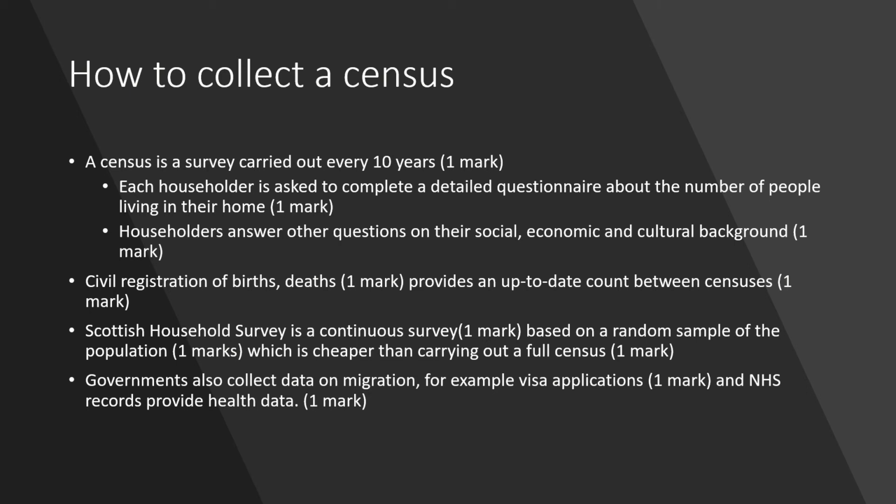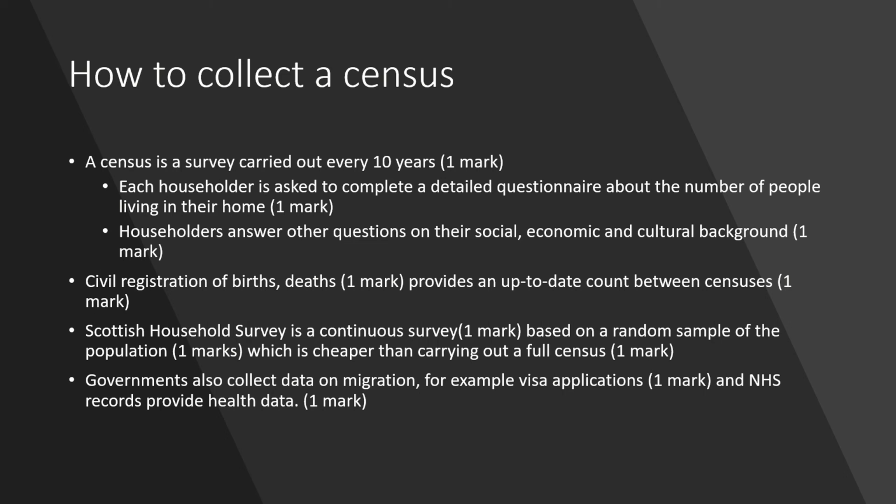If a census is only every 10 years, then it's almost immediately out of date, and to get an accurate idea of how the population is growing in between censuses, we can use civil registration of births and deaths to keep an up-to-date count of the population and how it's growing or shrinking between censuses. And that's the key concept you want to get across there.